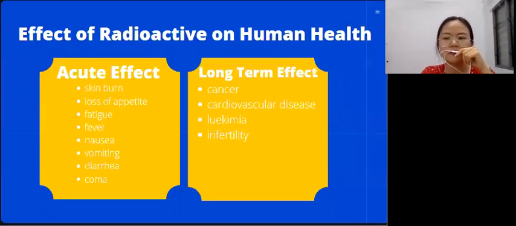Exposure to high levels of radiation can cause acute health effects such as skin burn, loss of appetite, fatigue, fever, nausea, vomiting, diarrhea, and coma. It might also cause long-term effects, for example, cancer, cardiovascular disease, leukemia, and infertility.